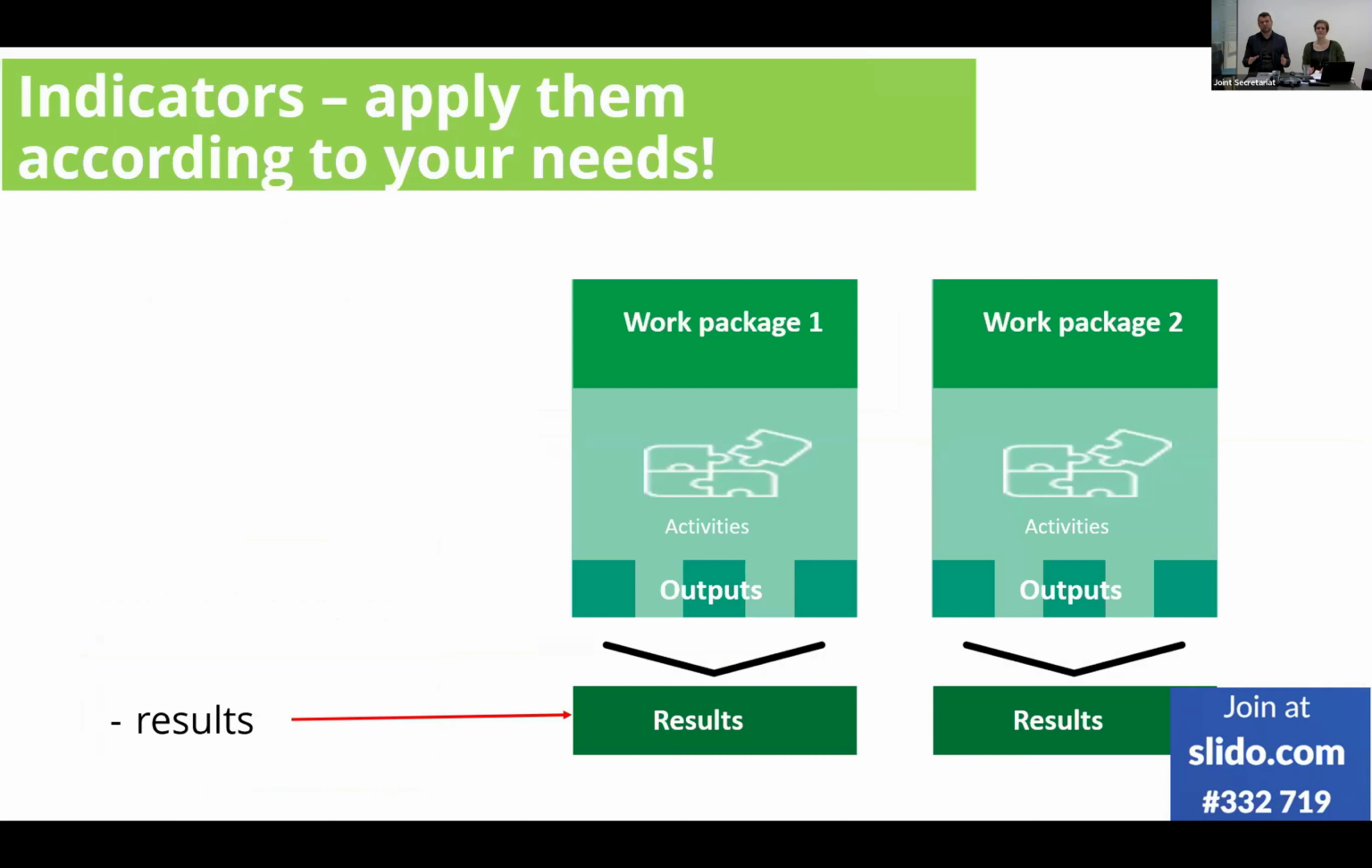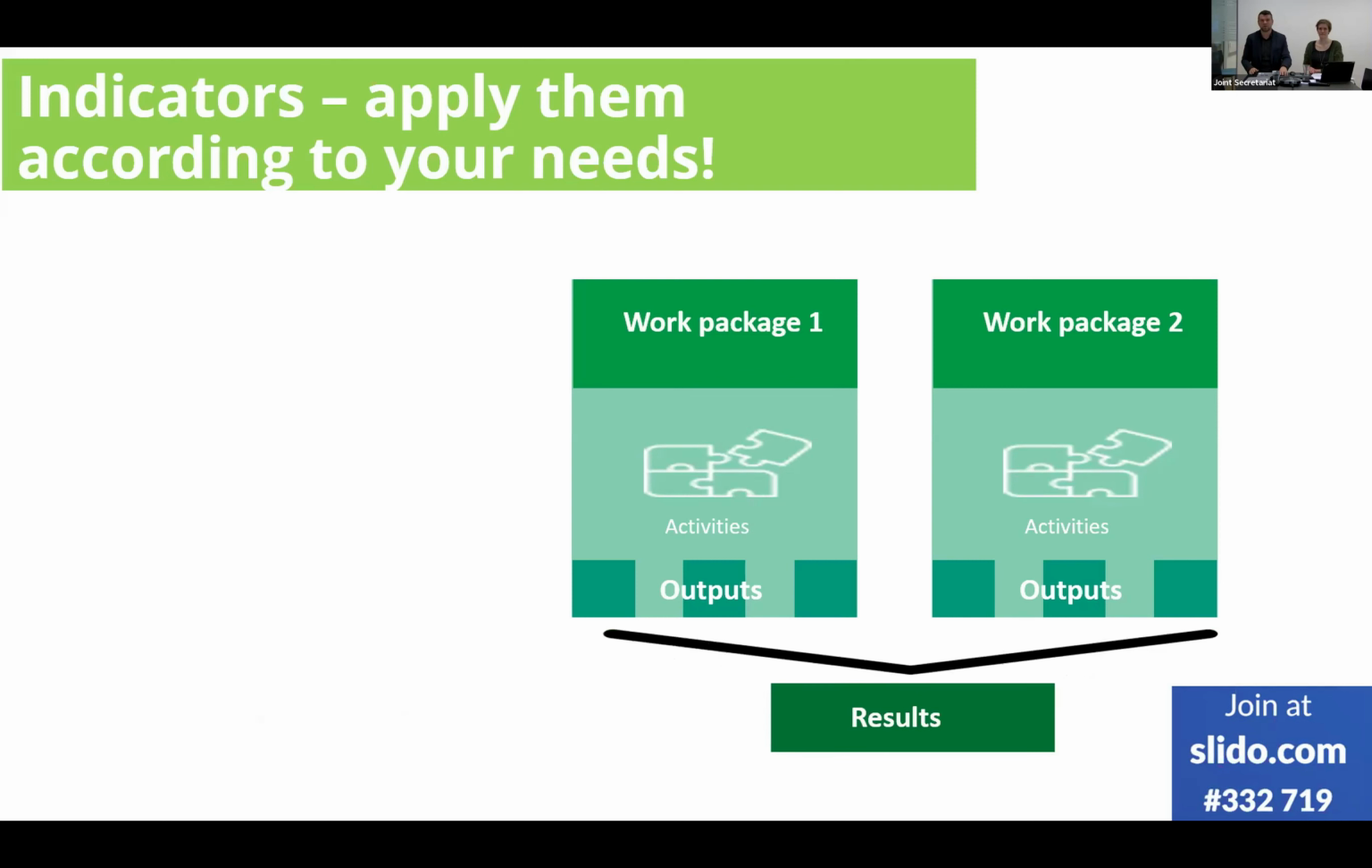That's a very simple model, having two work packages. Obviously this is a regular project, not a small scale project where we have only one work package. In this example we have two work packages with two different outputs measured by two different output indicators and delivering two different results measured by two different result indicators. That's the simplest possible structure.